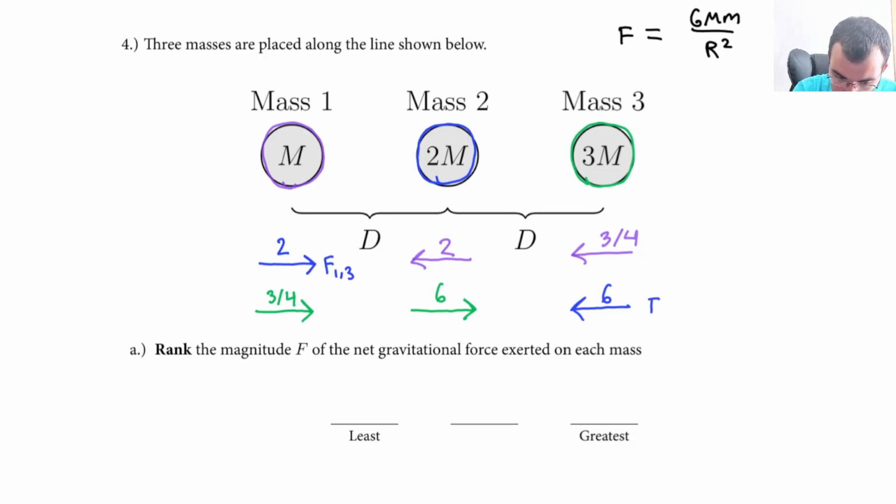So this was F13, so this was, no, this was F12, so this was F21. This was F13. This was F31. This was F23. So this is F32. So we can do our ranking here.